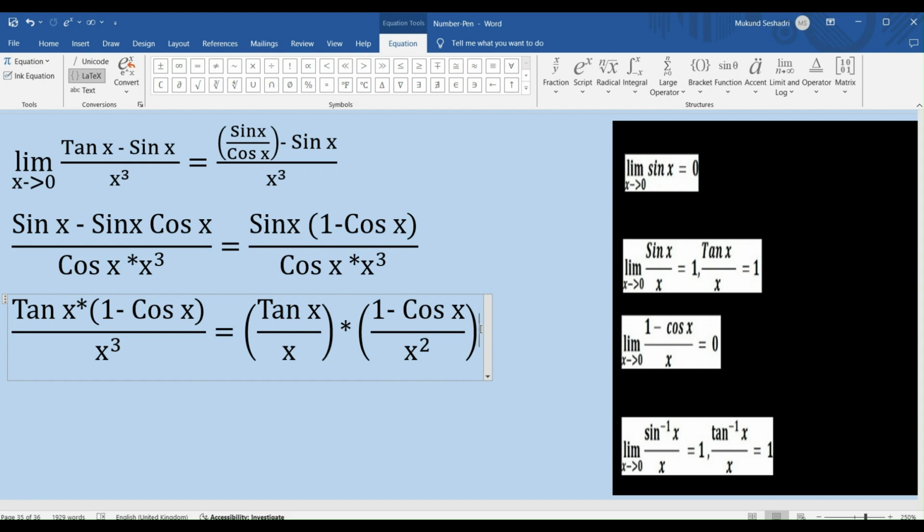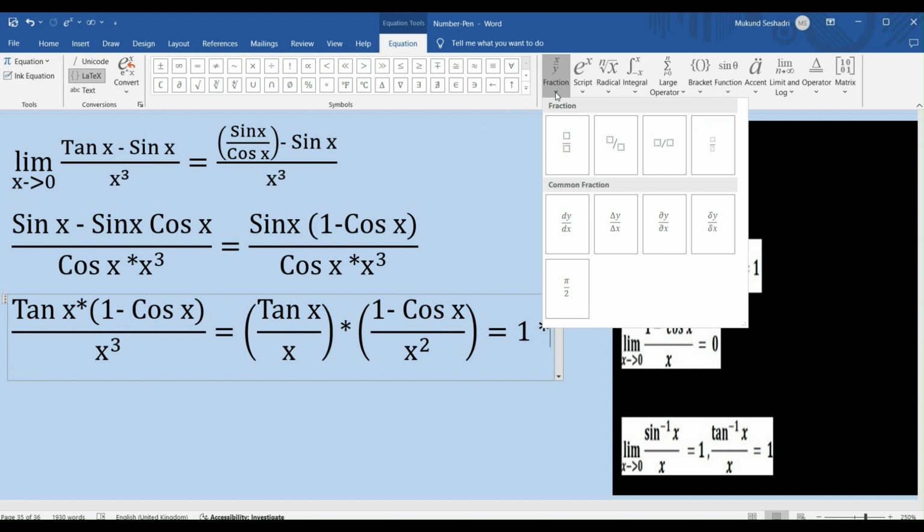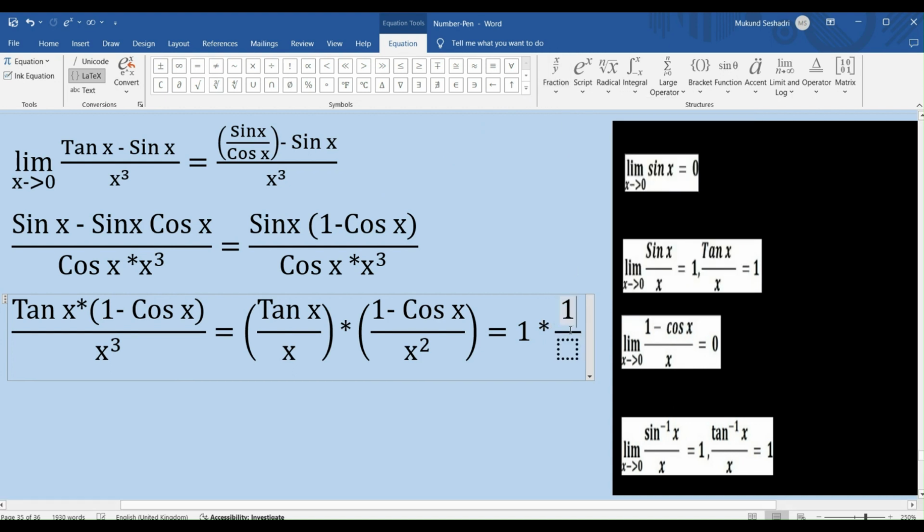So the first part is 1, and the second part, 1 minus cos x by x square, is nothing but half as x tends to 0, right? So the answer to this problem is 1 by 2.